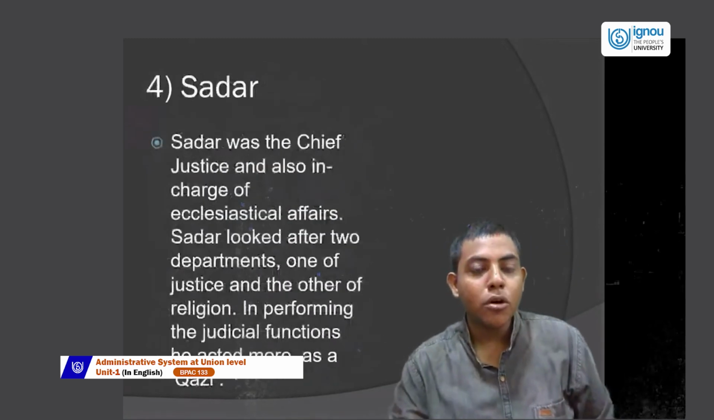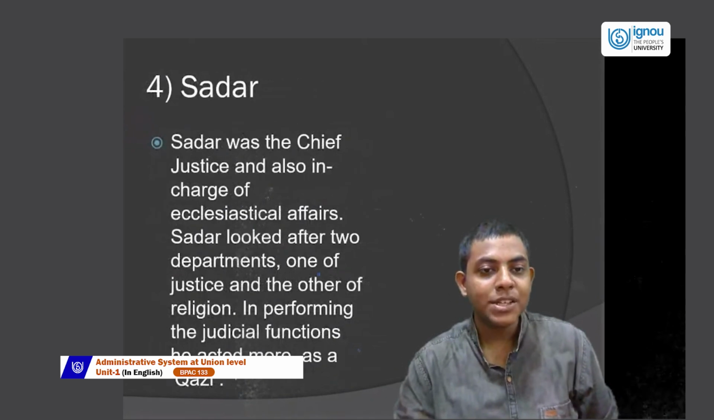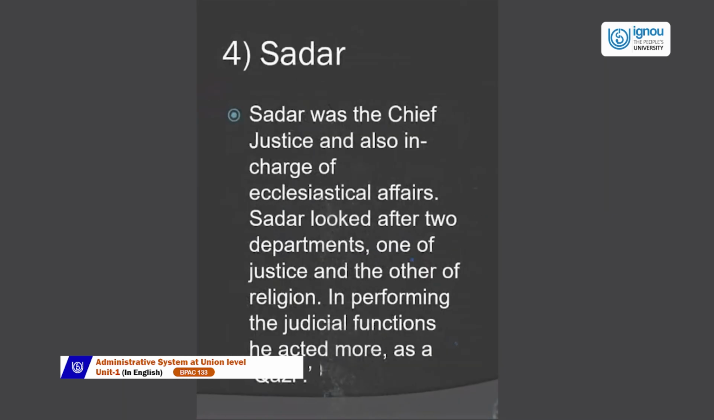Finally, we see the fourth most important official, that is the Sadr. The Sadr was the Chief Justice and also in charge of ecclesiastical or religious affairs. The Sadr looked after two departments, one of justice and the other of religion. In performing the judicial functions, the Sadr acted more as a Qazi. He looked after the judicial and the religious departments.